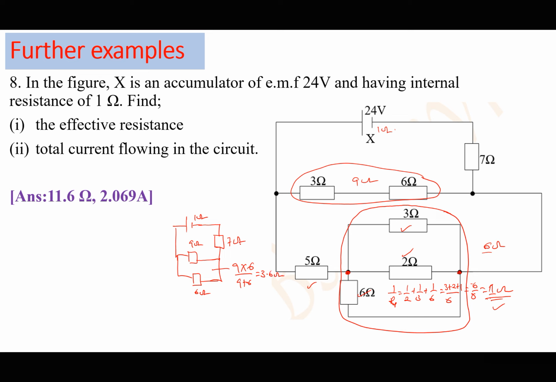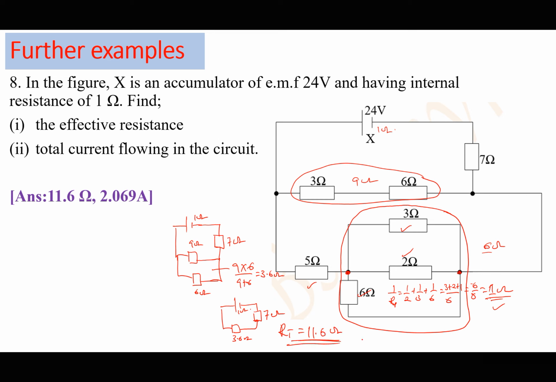3.6 is in series with the 7. Or in other words, we have a new circuit which is somehow like this, where this is 3.6 ohms, this is 7 ohms, and the internal resistance here is 1 ohm. So we now have three resistors in series. So total resistance is going to be 3.6 plus 7 plus 1, which gives us 11.6 ohms.